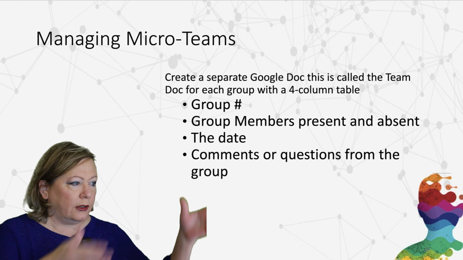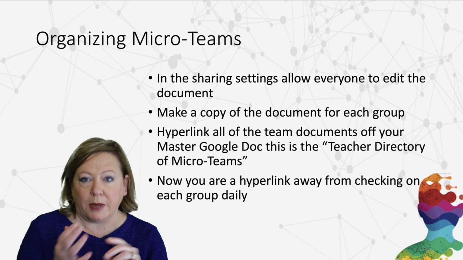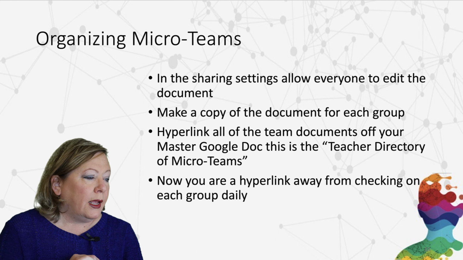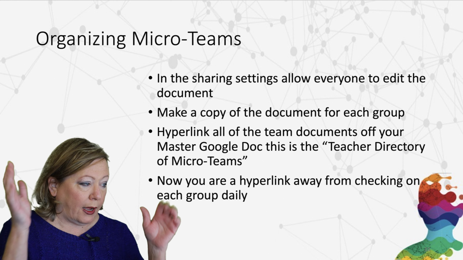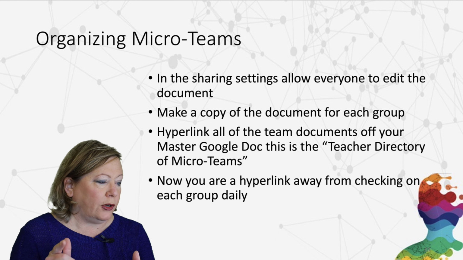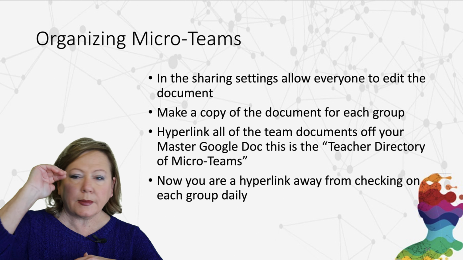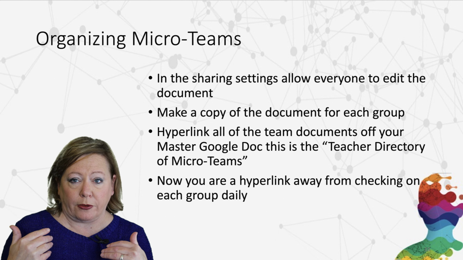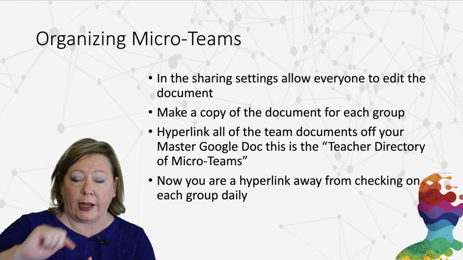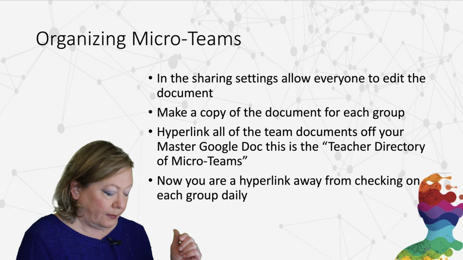Now, how are you going to manage all this? You have one Google Doc for each team. You are going to make sure in the sharing settings that everybody can edit the document. It sounds simple, but it's really important. Once you make that one document, the one with the 4 columns, you are going to make a copy for each group. So you make that one time, make a copy for each group, and hyperlink them off one main document. I call this your teacher directory of your micro teams. So your one main document puts you one hyperlink away from seeing the work that they are doing in that Google document.